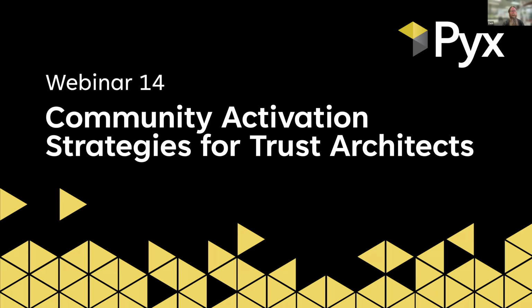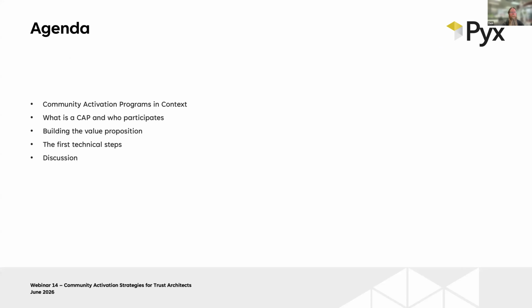Welcome everyone. When we run these webinars, we tend to follow a consistent agenda. We provide an overview, and then we go into what we describe as the three pillars of trust architecture: the social context, the business context, and the technical context. I'll be going through each of those through the process.